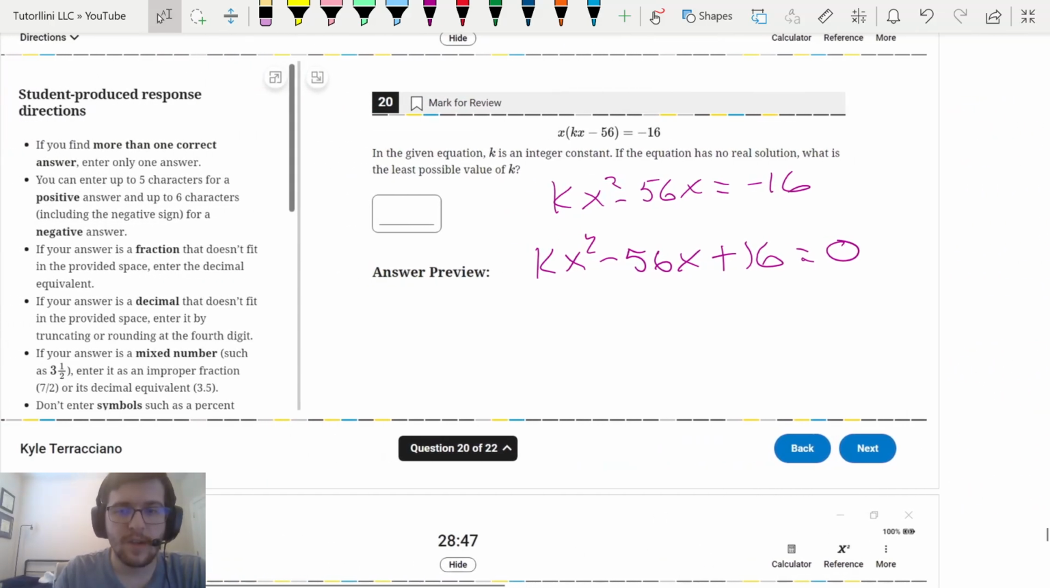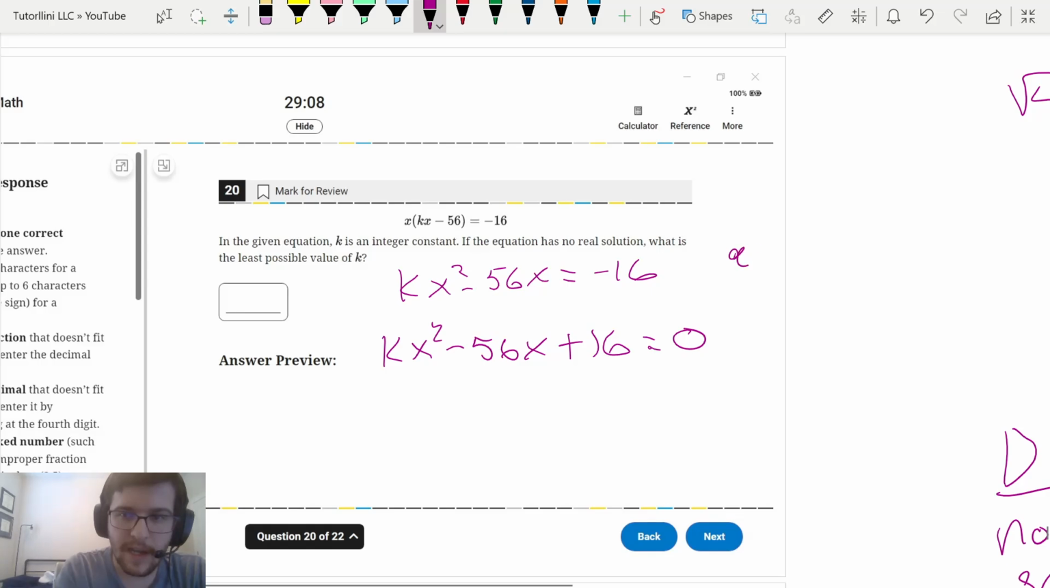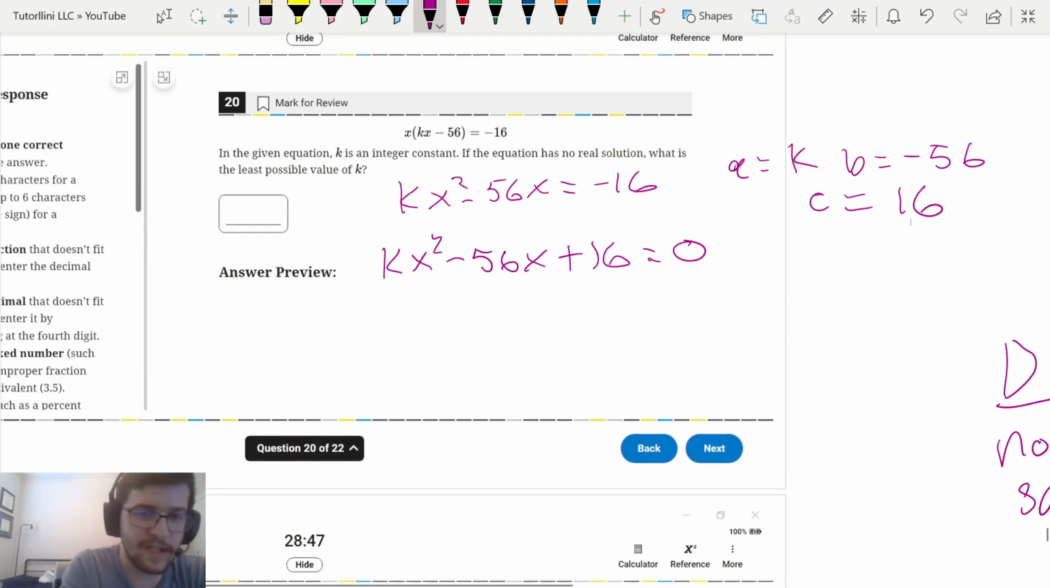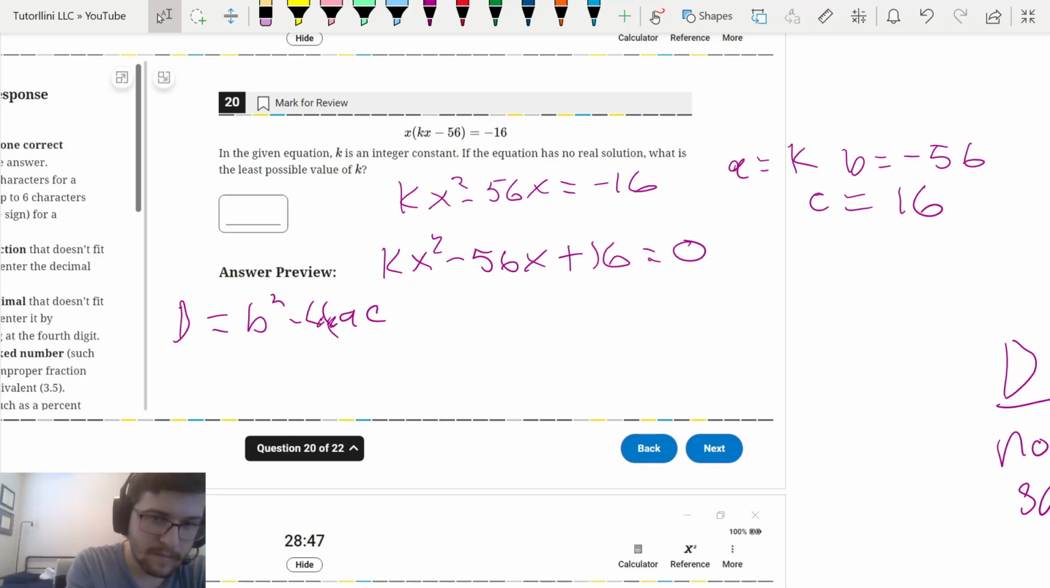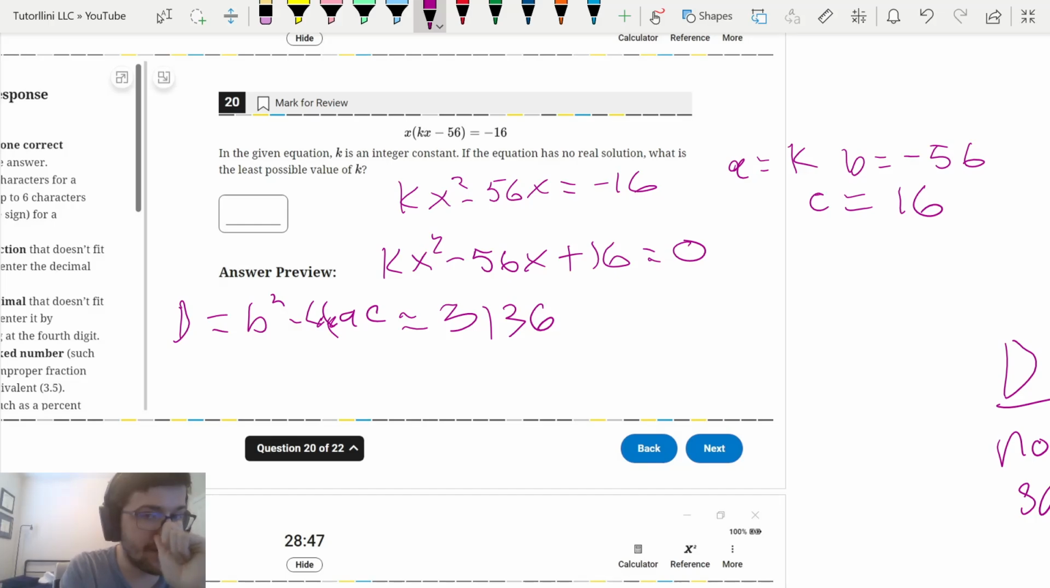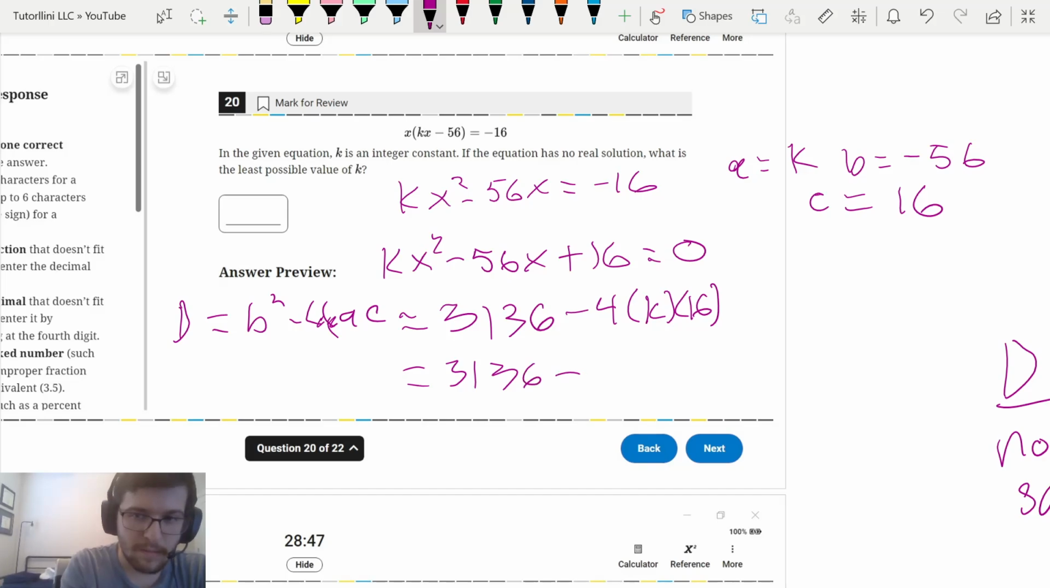All right. So A is equal to K, B is equal to minus 56, and C is equal to 16. So now we plug all those things in. So D is equal to B squared minus 4AC. So B squared, negative 56 squared, that's 3,136. Just use your calculator. Minus 4AC. So minus 4A is K, and then C is 16. So this gives you 3136 minus 4 times 16 is 64. So minus 64K. And it says no real solution.